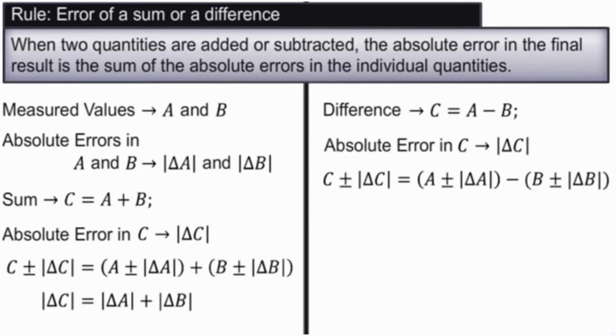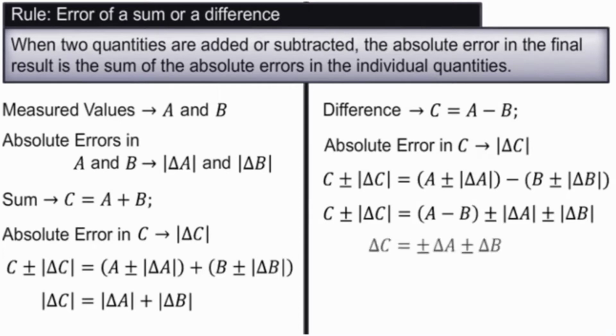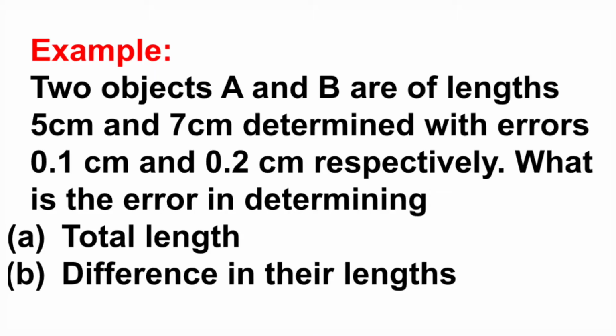The same thing you can establish for differences also. You have to notice here that even though the original mean values are subtracted, the absolute errors have to be added. So delta C is again equal to delta A plus delta B. Here it is plus minus, but we always take the maximum error, so it will be delta A plus delta B, because we need to be on the safer side. If you have not understood, this example will make it clear.